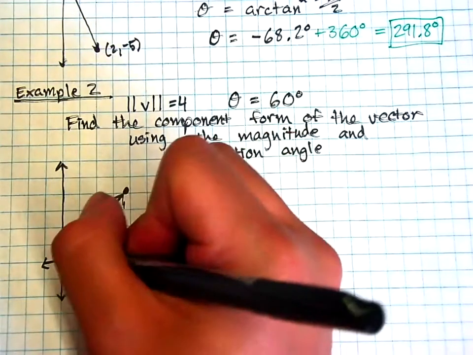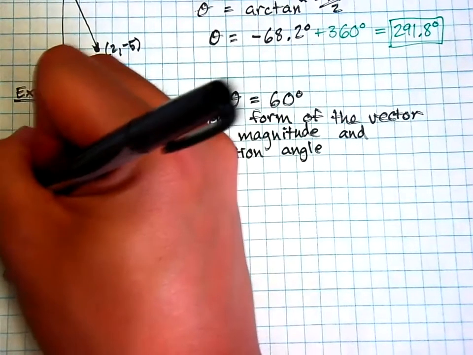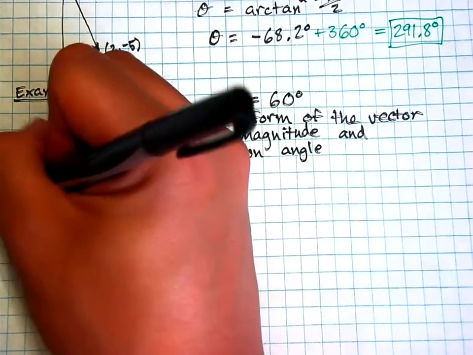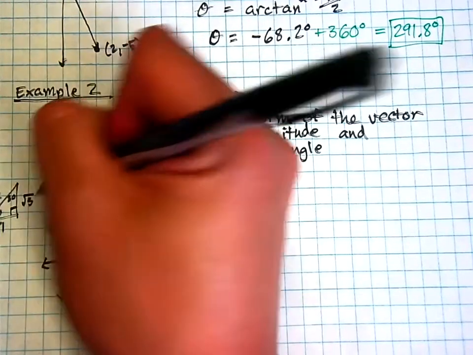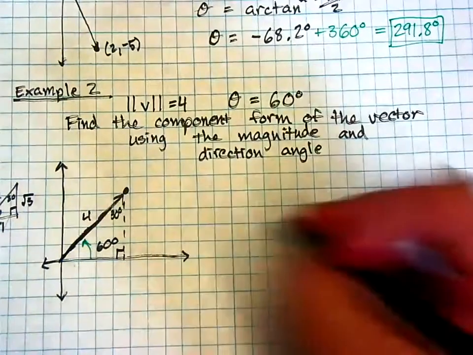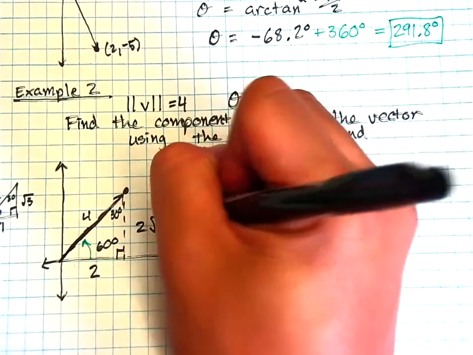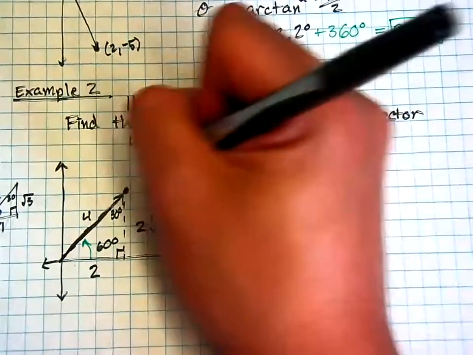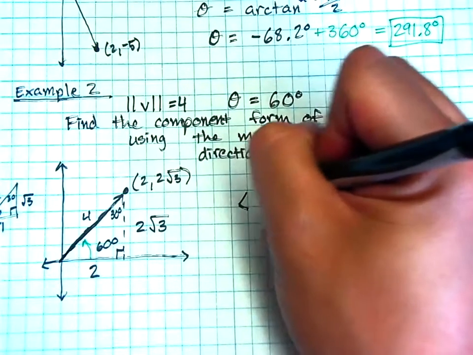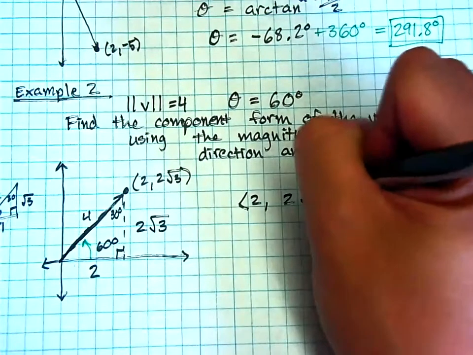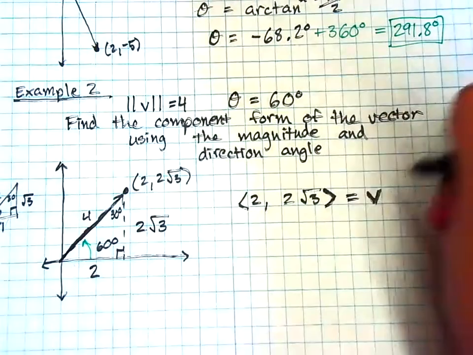So thinking about a 30, 60, 90 triangle, I know that the hypotenuse is 2. I know that the measurement across from 30 degrees is half of the hypotenuse, so that's going to be 1, or x. And then across from 60 is going to be radical 3 times the measure across from 30. So half of 4 is 2. The measurement across from 60 then is going to be 2 radical 3. So this point right here is 2 radical 3, which means my component form of this vector is 2, 2 radical 3. Okay, and that's the component form of our vector v.